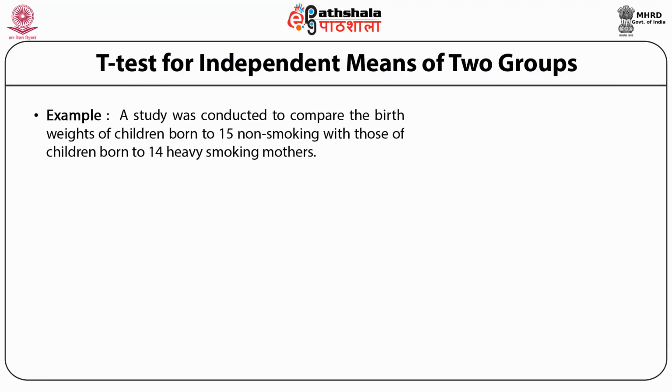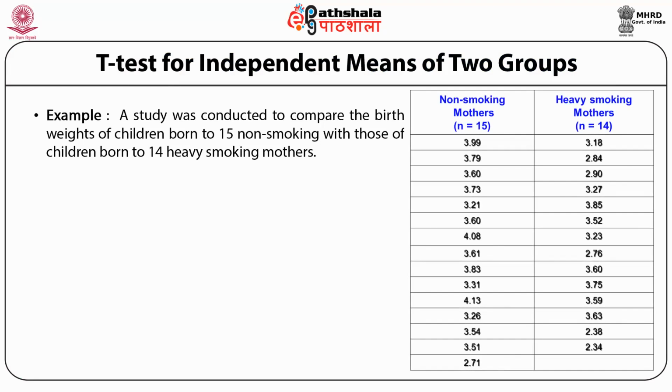For example, now we have two independent samples, and we want to compare two different means. Here it is a case of quantitative versus categorical. The categorical variable has two levels, non-smoker mothers and heavy smoker mothers. So here we have to go for the t-test, depending upon whether the data meet the normality assumption or not. A study was conducted to compare the birth weight of children born to 15 non-smoking and 14 heavy smoker mothers. These are the readings.